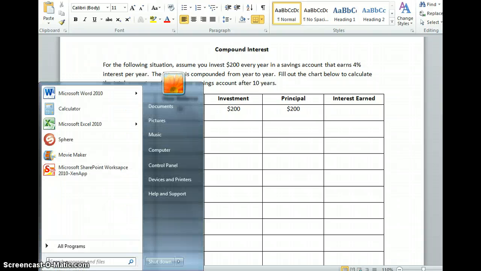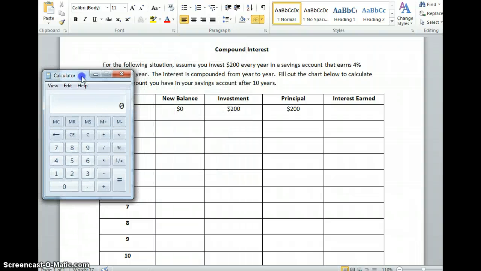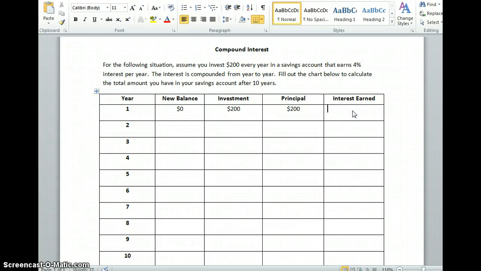Just for the sake of time, let's get our calculator out. You could use the one on the computer or any other. We're going to take 200 times 0.04. It's incredibly important that we use 0.04, not 0.4, because 0.4 would be 40%. Since we're just dealing with 4%, we need to do 0.04. Once I do that, interest earned looks like I made $8. It doesn't sound like a lot, but over time that will continue to grow and grow and grow. So I'll put $8 in this column here.